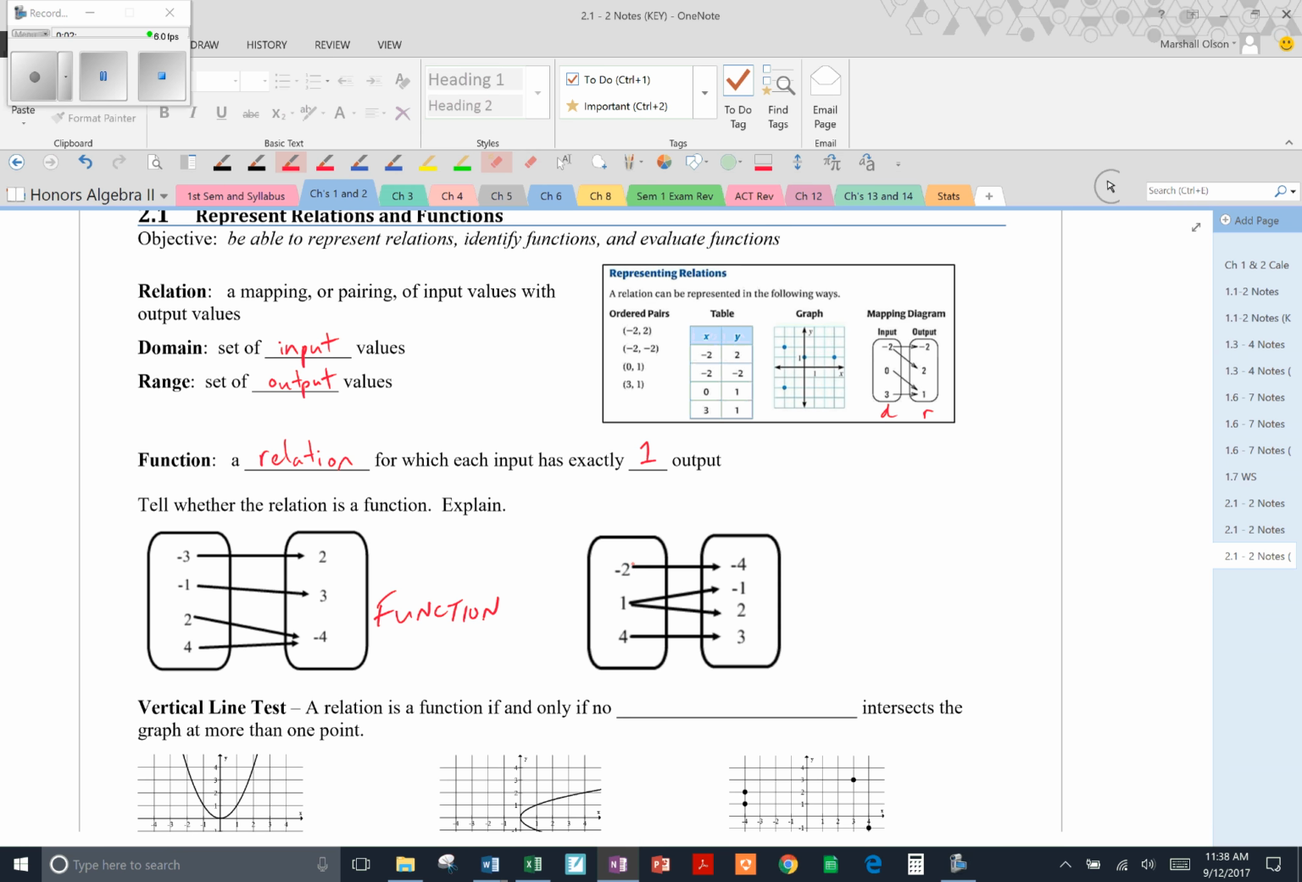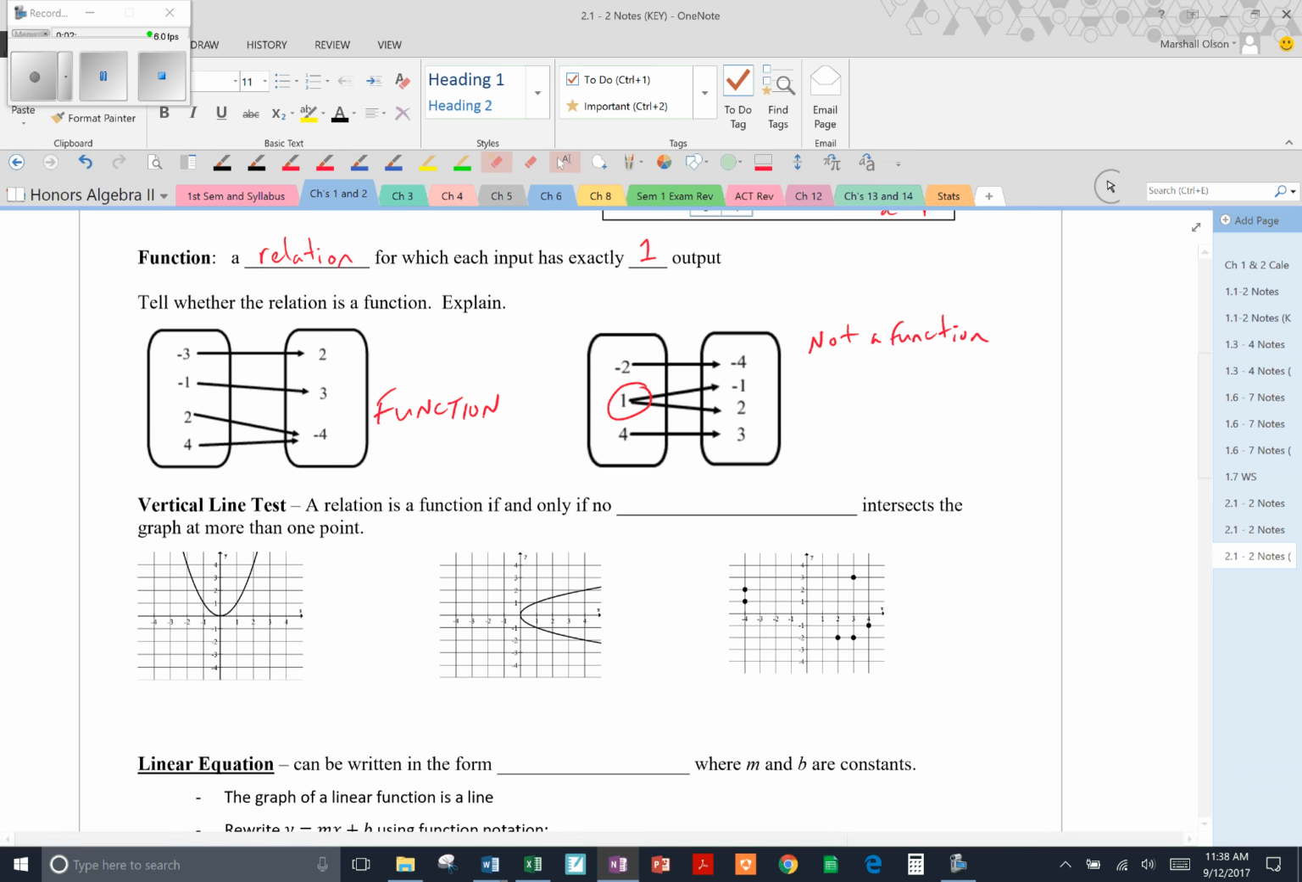Now if we look at this second mapping diagram, this makes it not a function because the input value of 1 has two output values, the -1 and the 2. And it can only have one output value, so that is not a function.